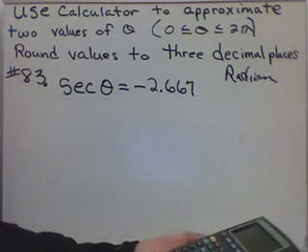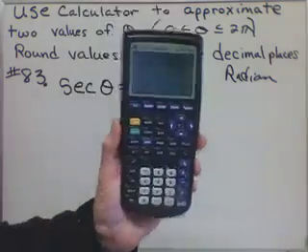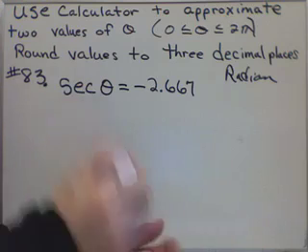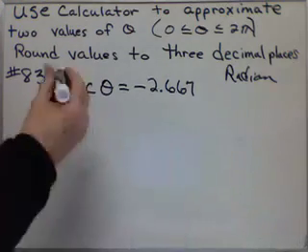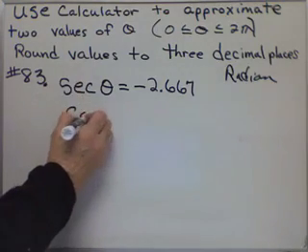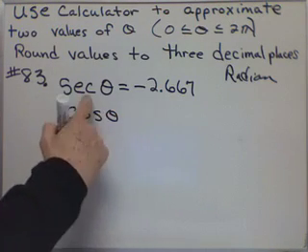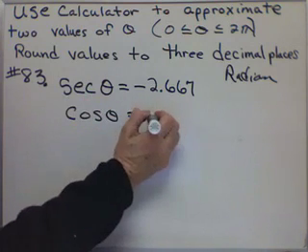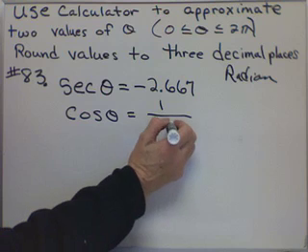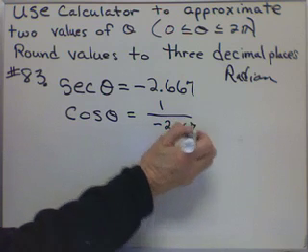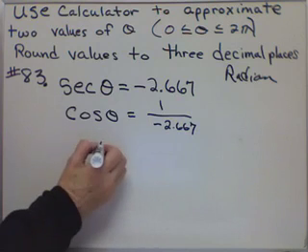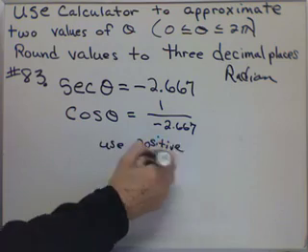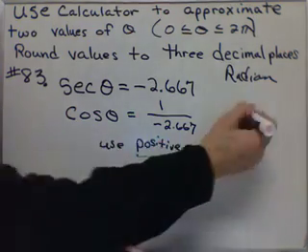Well, first of all, if you even think about doing it on your calculator, there's no secant button. So you have to know the partner function of secant, which is the cosine of theta. The secant and cosine are reciprocals of each other, so the cosine of this same angle would be 1 over negative 2.667. But we're going to use the positive just to get a picture of what this angle is.